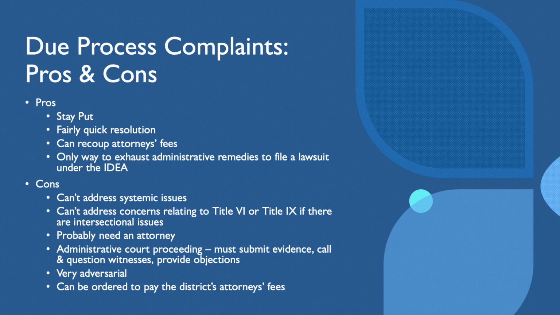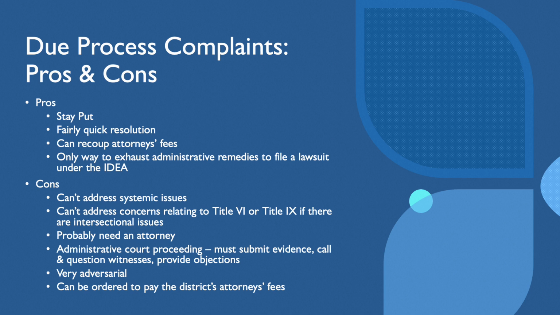Some cons to due process complaints are that you can't address systemic issues, as the remedies are typically individual. You also cannot address concerns related to Title VI or Title IX if there are intersectional issues. Also, for this process, you are more likely to need an attorney, as it can be cumbersome and more like a court proceeding where you will have to submit evidence, call and question witnesses, and provide objections. This process can be very adversarial and strain relationships between the district and families. You can also be ordered to pay the district's attorney's fees if your claim is considered to be frivolous in nature.